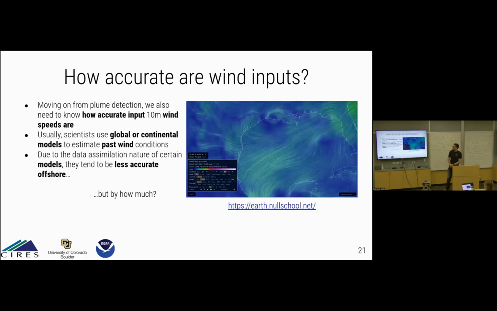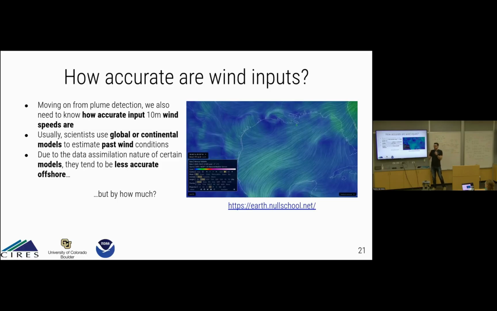I also want to answer another question that I posed before, which is how accurate are wind inputs offshore? I think you're going to find this interesting because, moving a little bit on from plume detection, we need to know how accurate our wind speeds are. And the thing is, you have made an observation in the past.